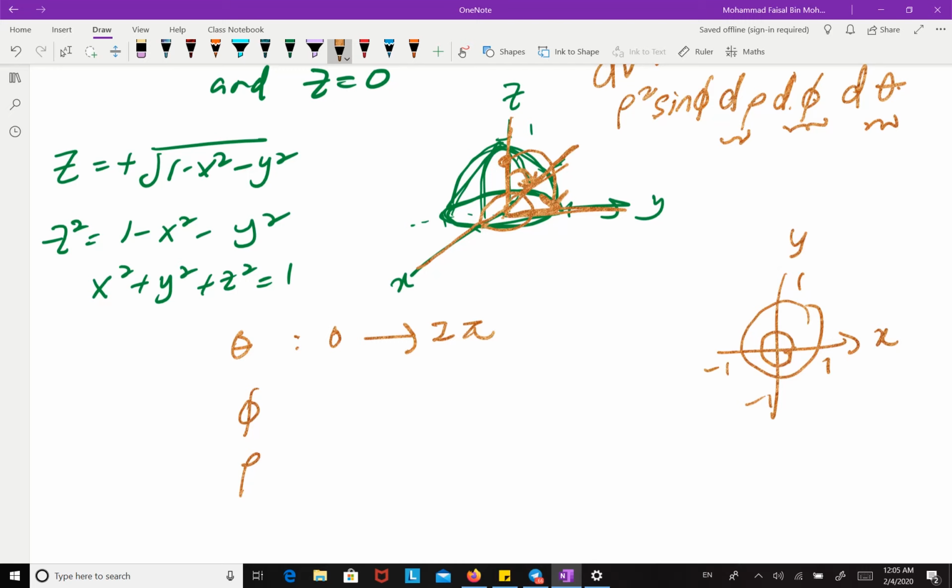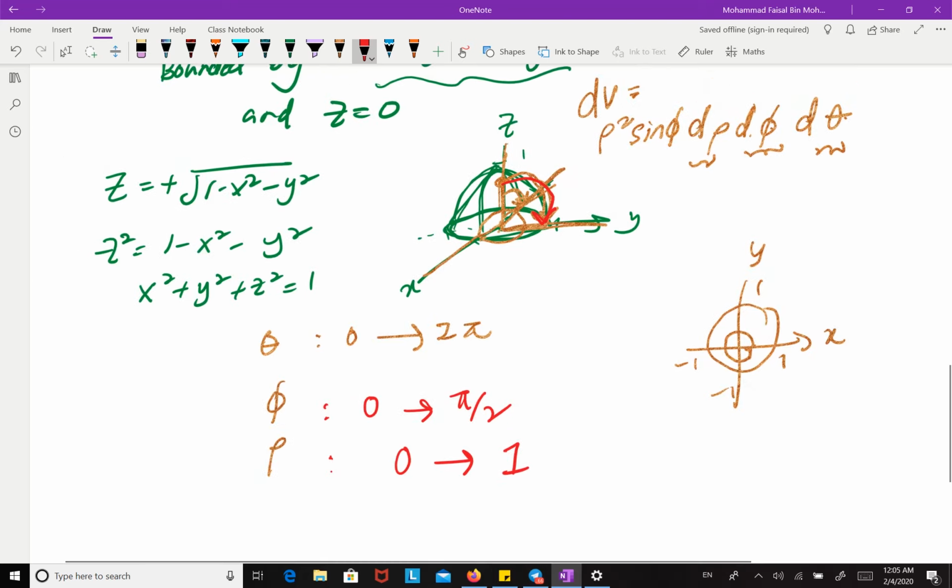Okay, the whole surface from the positive z-axis, so the angle phi is from 0 to pi over 2. Then rho is the radius, 0 to 1, easy. Okay, so now we have all the information.